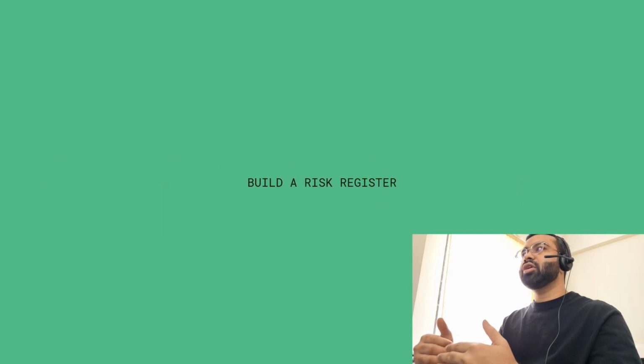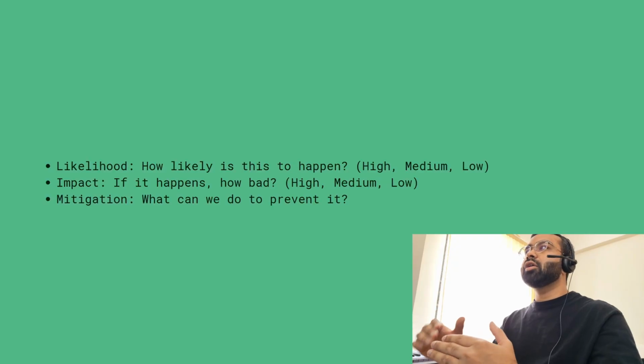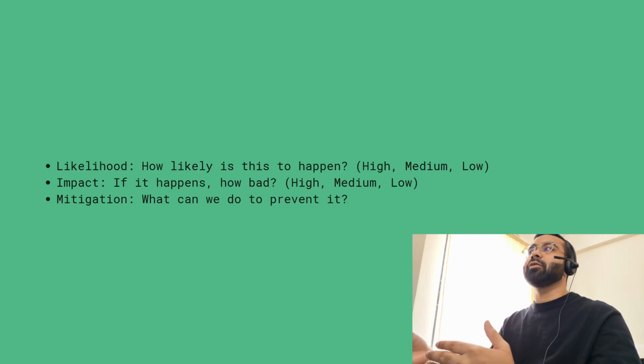Layer 3 is building a risk register. Now you have your estimate, let's say 16 weeks for $400,000, but you haven't accounted for risk. A risk register identifies threats. Risk has three components. Likelihood: how likely is this to happen? High, medium, low. Impact: if it happens, how bad? High, medium, low. And mitigation: what can we do to prevent it?